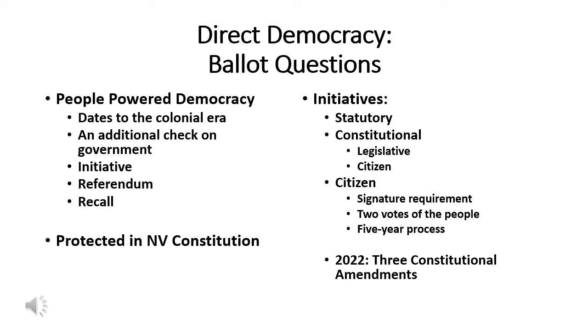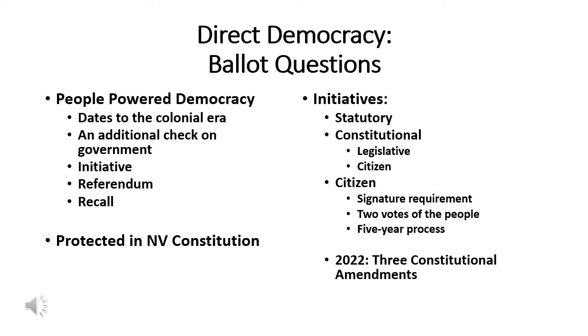The idea of a ballot question and the idea that people should directly participate in democracy goes back to the colonial era. You can look at the Puritan town hall meeting. You can look at Thomas Jefferson and Benjamin Franklin talking about this. It's an additional check on government. When we talk about checks and balances, being able to run and vote on a ballot question is an additional check.